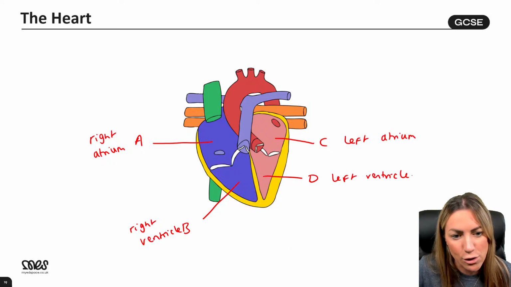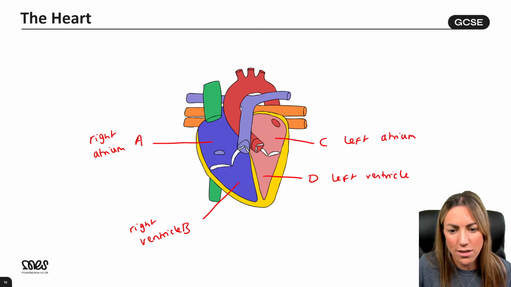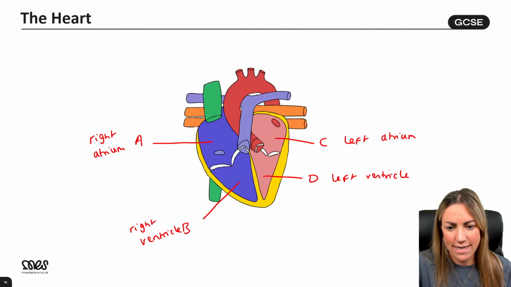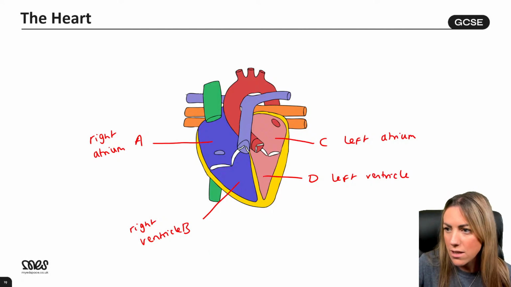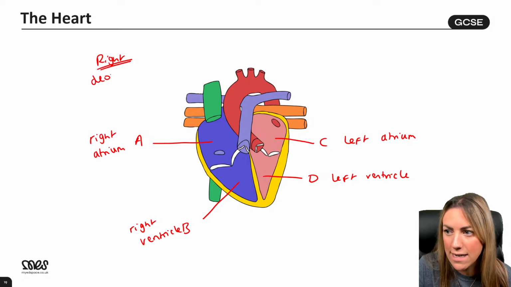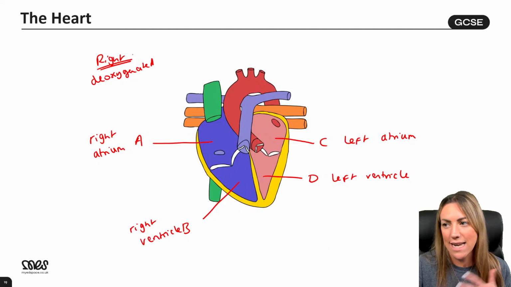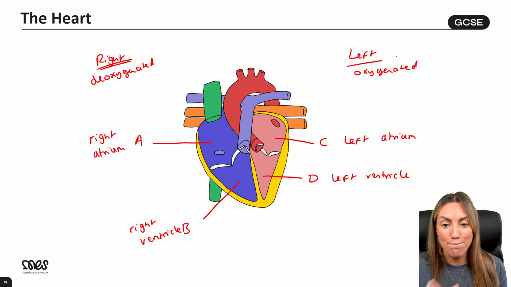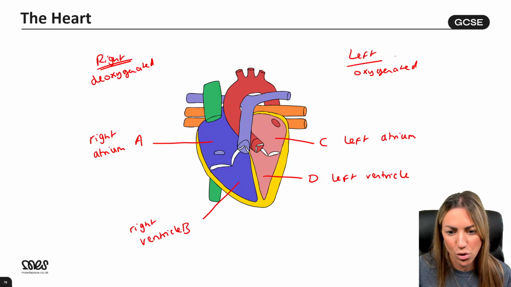Now tell me, which side deals with deoxygenated blood? Which side is deoxygenated, as in it's sending the blood to the lungs? Right, well done. Nearly everyone got that right. So the right is deoxygenated because it's coming in deoxygenated and it's going to the lungs. The left is oxygenated because it's coming back from the lungs, so it's already been oxygenated, okay?